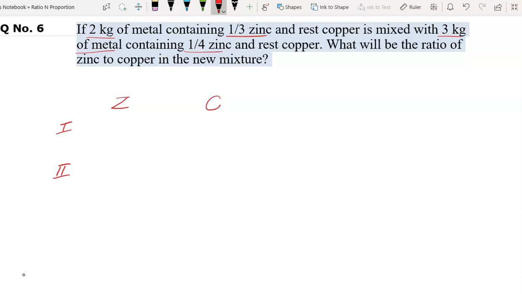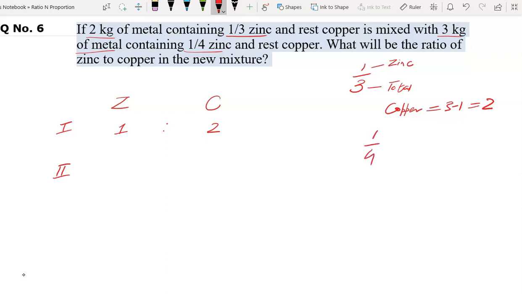In 2 kg of metal, 1/3 is zinc. So if 1/3 is zinc, 1 will be zinc, and this is total. So copper will be how much? 3 minus 1. Copper will be 3 minus 1, which is 2. So zinc is how much? 1, and copper is how much? 2. Now in the second metal, 3 kg of metal containing 1/4 zinc.